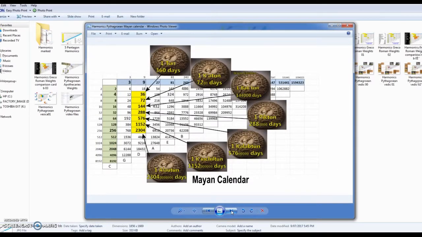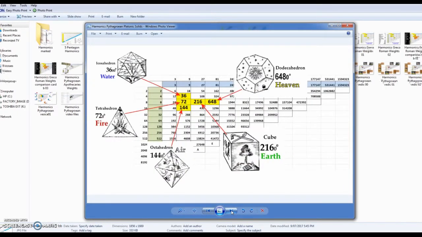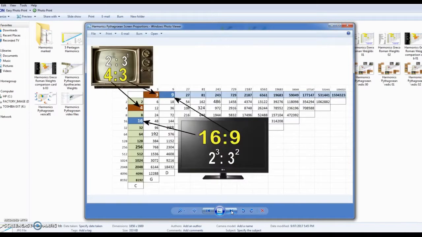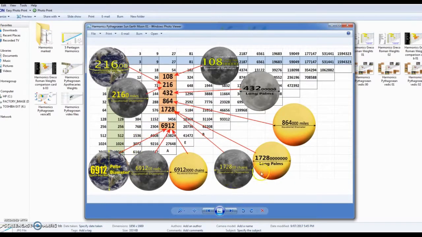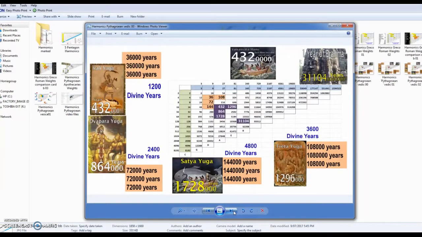Again, the Mayan calendar, the Pythagorean tuning, the Platonic solids, precession of the great year, precession of the equinoxes, again TV screen resolution. Just a small sample of Earth, Sun and Moon across multiple scales of ancient measure, including the so-called modern mile, but it extends, just a small sample. Another one, the yugas, I even have a yugas breakdown. Again, across cultures, across time.